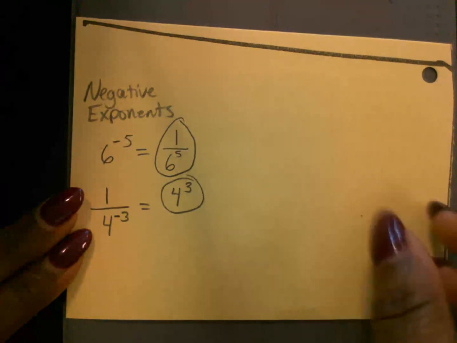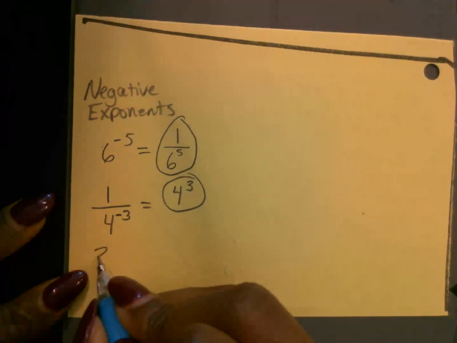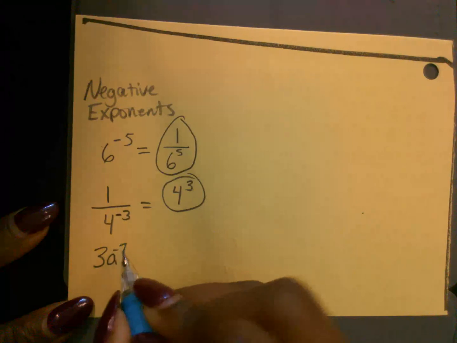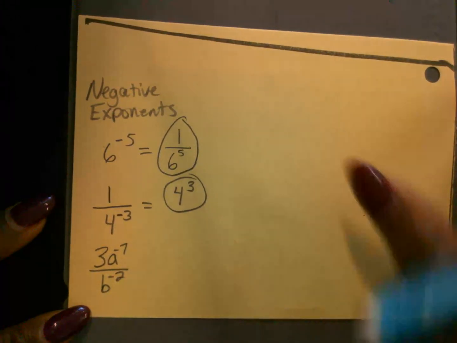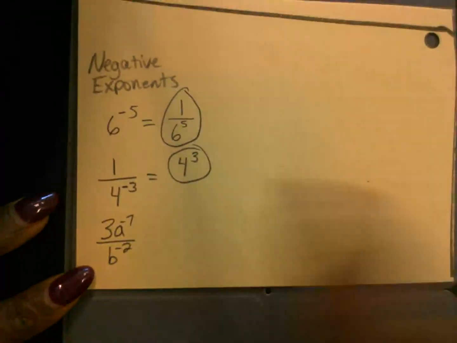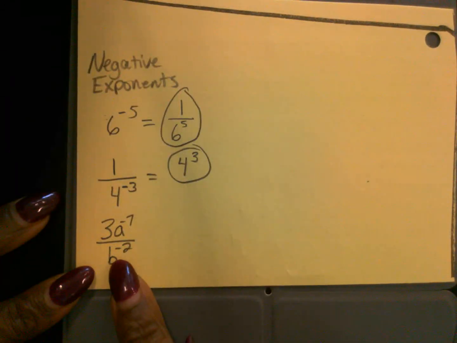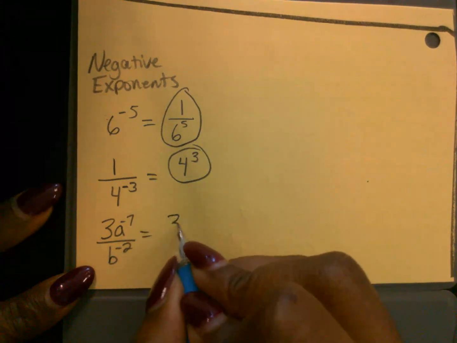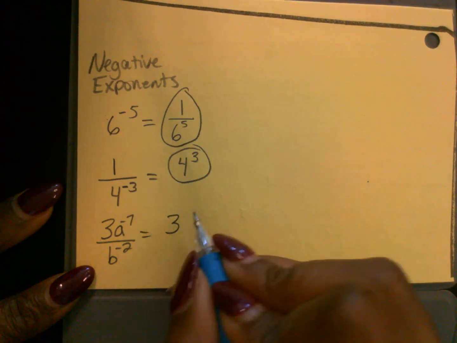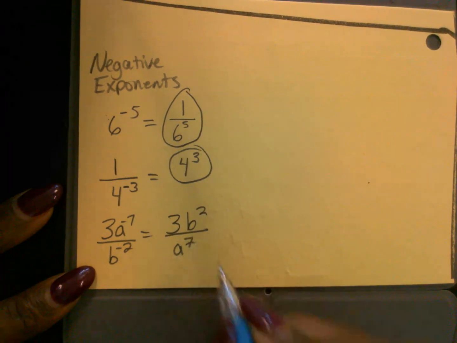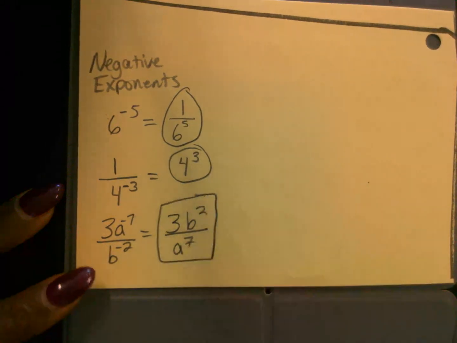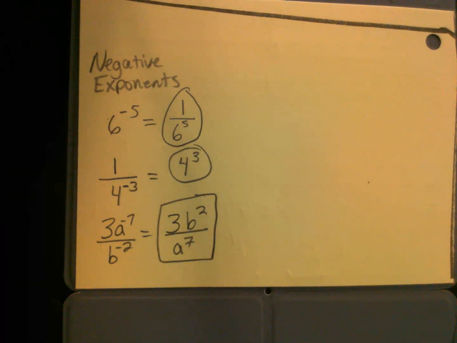Remember, if you have 3a to the -7 and you have b to the -2, to make this positive, bring it down to the bottom. To make this positive, bring it to the top. So 3 stays where it is. B is going to come up to the top and now +2. A is going to go down to the bottom, now making that a +7. So in order to make it a positive exponent, if it's on the top, bring it to the bottom. If it's on the bottom, bring it to the top. That's what makes it a positive exponent.